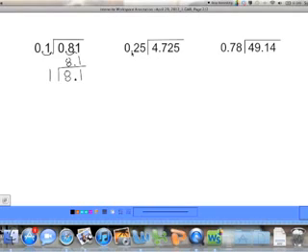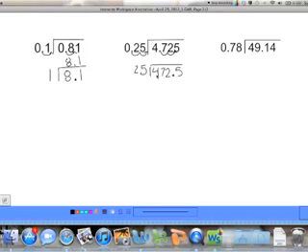So we have to move our decimal place over twice here to get a whole number. We have to move our decimal over here twice to get a whole number. So our new problem becomes 25 and 472.5. I wanted to show you this problem because we have a much larger number here than we were working with before, so you may have to do a little bit of extra work.